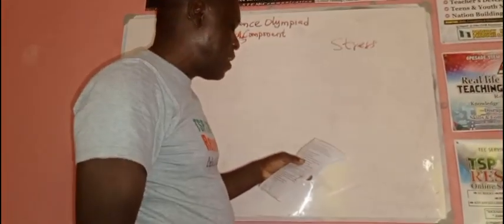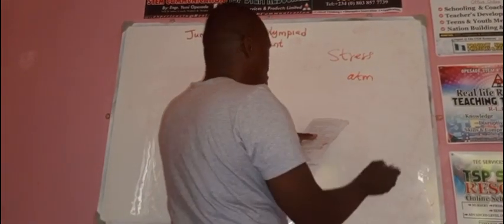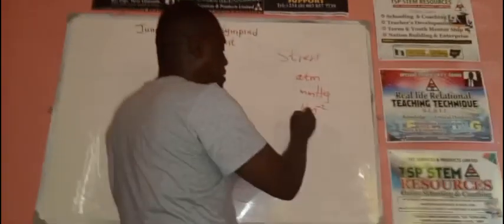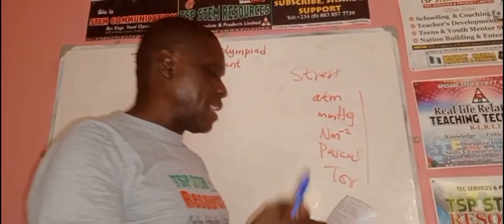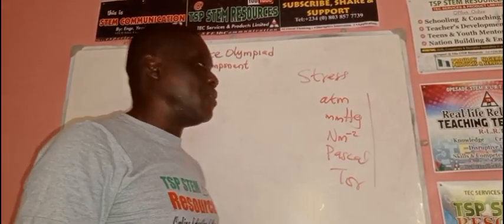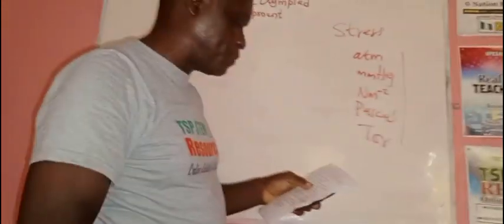Here they say atmosphere, millimeter mercury. So let me just list them. We have atmosphere. We have millimeter mercury, Hg is mercury. We have Newton per meter squared. We have Pascal. Then we have Torr, T-O-R. These are the various ways in which you can express pressure. So here, they said atmosphere, millimeter mercury, Newton per meter squared, Pascal, Fahrenheit. No, Fahrenheit is not part of it. So that one is not. Fahrenheit is for temperature.